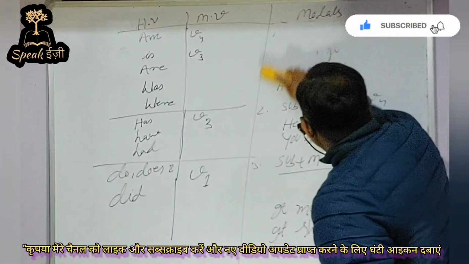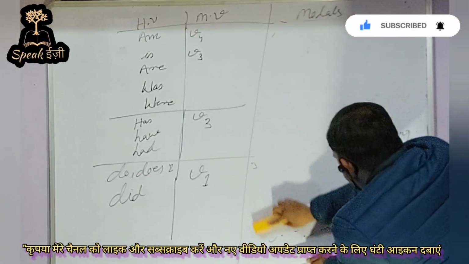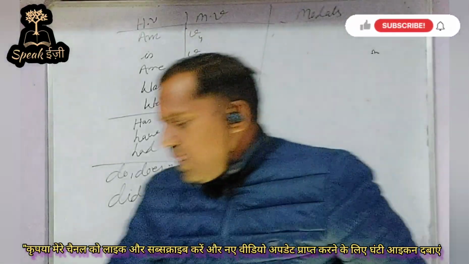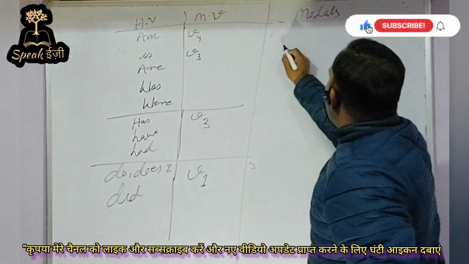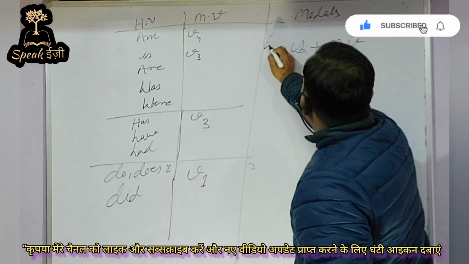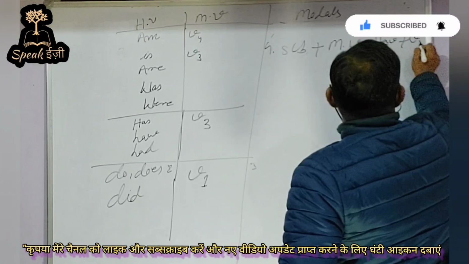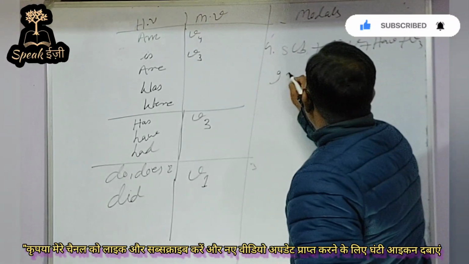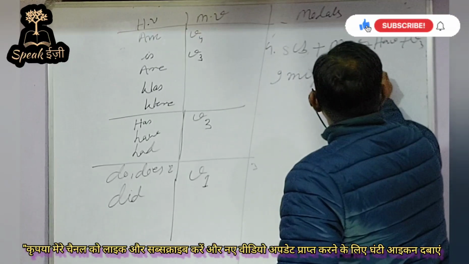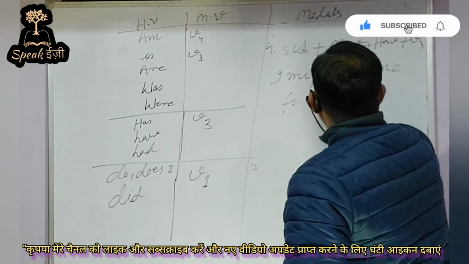The last condition which is possible with this modal verb is: we have got subject, then modal verb, then have, then V third. Example, I might have gone to Mumbai.